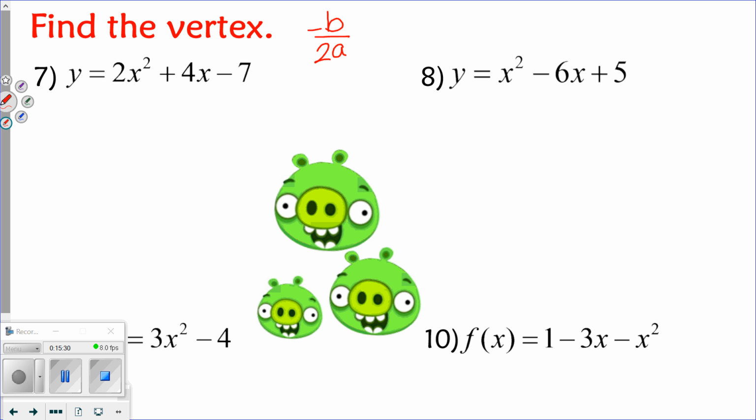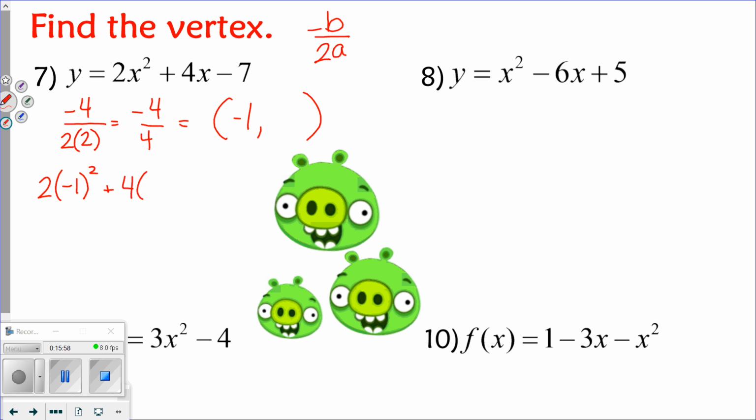All right, so negative b is going to be negative 4 over 2 times my a value, which is 2. So that's negative 4 over 4, which is negative 1. So there's the x part. And then to find the y, just plug it back in. So 2 times negative 1 squared plus 4 times negative 1 minus 7. Very good.